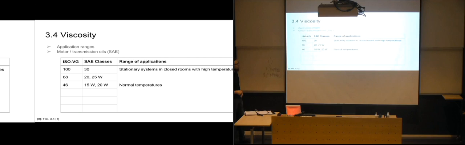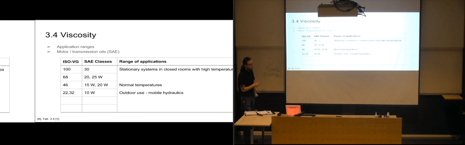So then you have really low viscosities, 22, 32, and 10 winter, which is outdoor use and mobile hydraulics. So for cranes, winches, different... If you have a truck that can lift the bed on the truck, so anything like that will be mobile hydraulics.